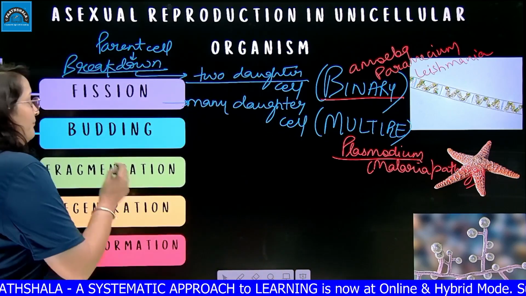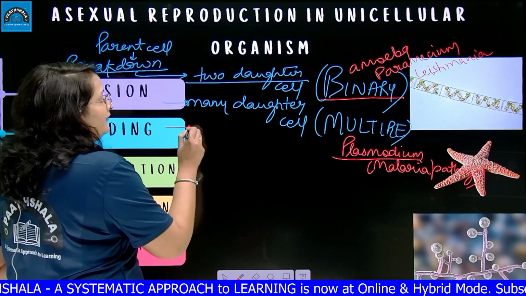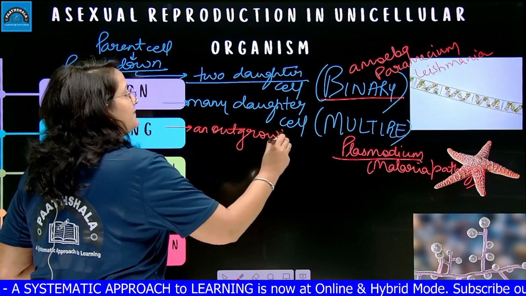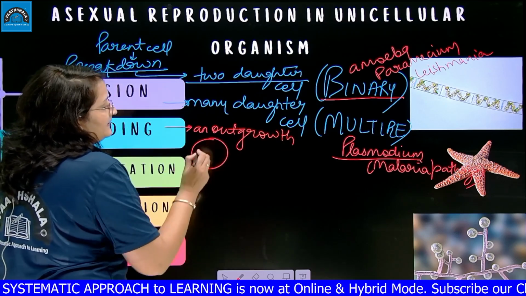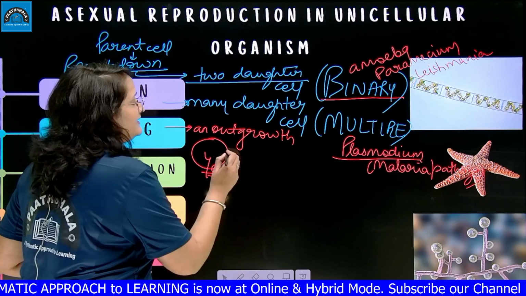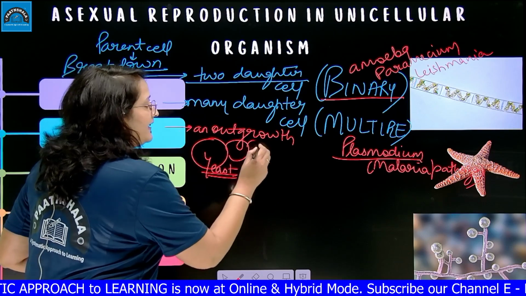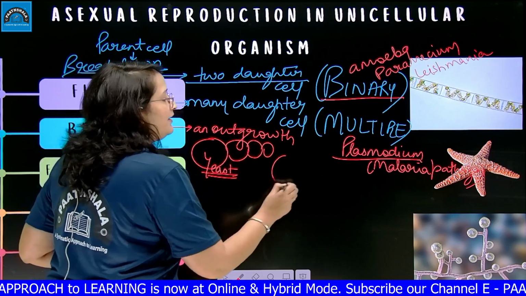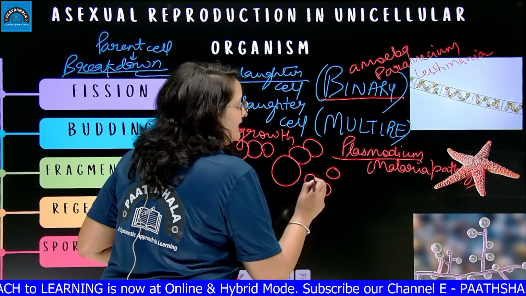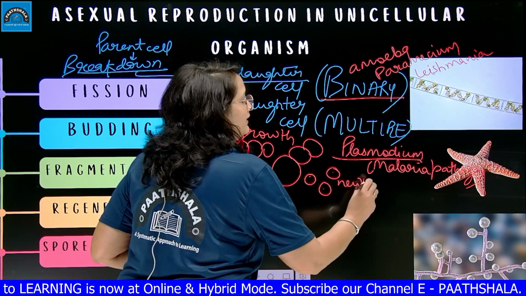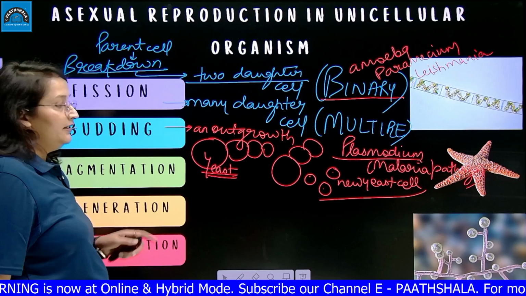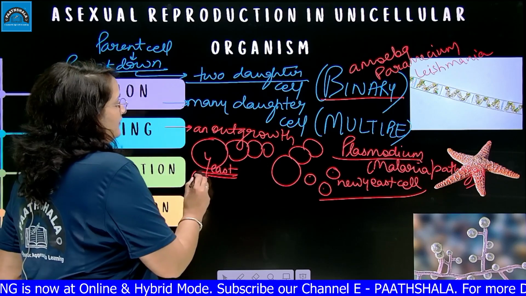Okay. Budding. So in budding, we will say an outgrowth develops. Like if I say yeast, it is a unicellular fungi, right? So there is a bud which is growing, then there are more buds which are growing. They keep on increasing in size, they will mature, and finally they will detach, and each one will act as a new yeast cell. This is called budding. In case of yeast, which is unicellular fungi.